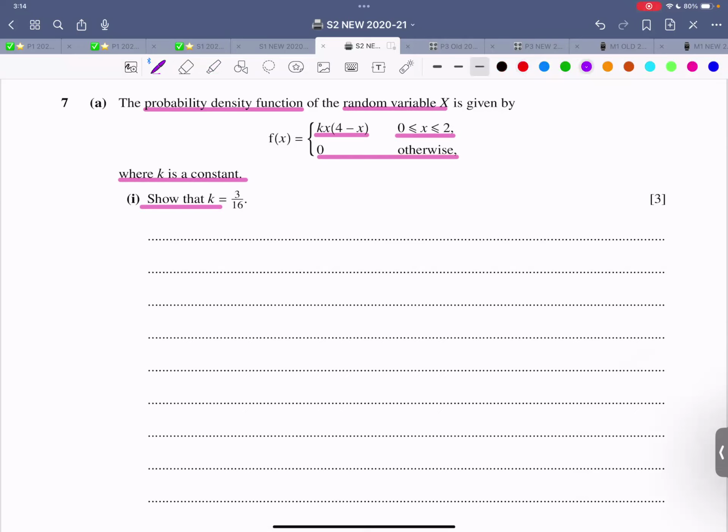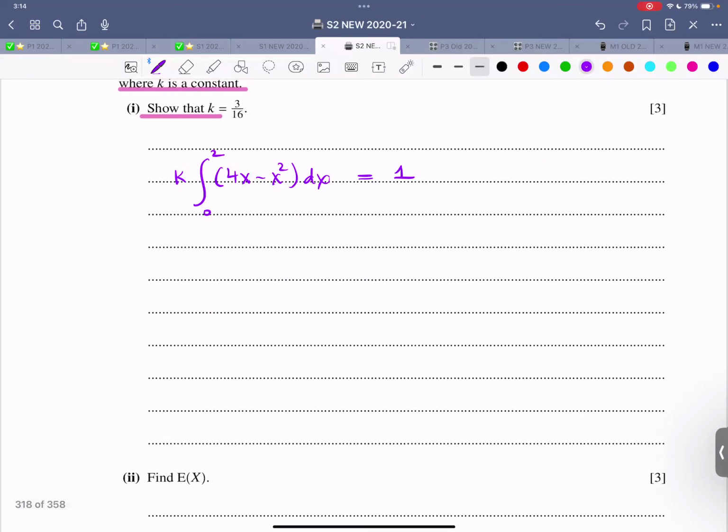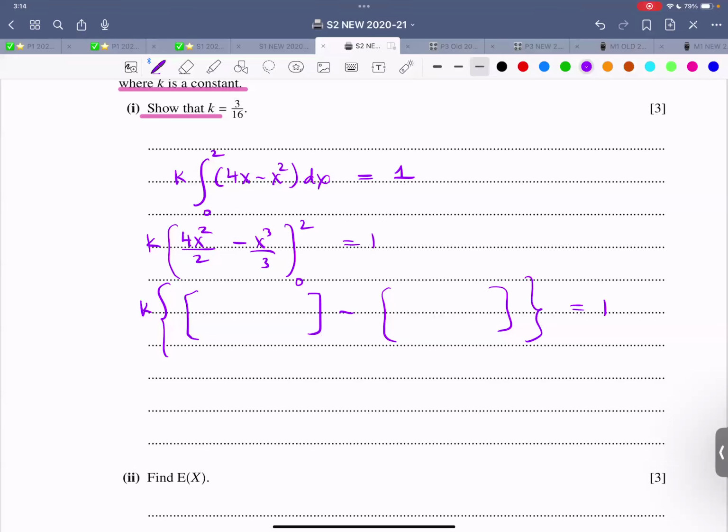First of all, we write this as K(4x minus x squared). If I integrate, K outside, 4x minus x squared dx between the limits 0 and 2, that is the probability density function. The total probability is 1. So this is 4x squared over 2 minus x cubed over 3 between the limits 0 and 2 equals 1. Plug in the upper limit. Let me make boxes.